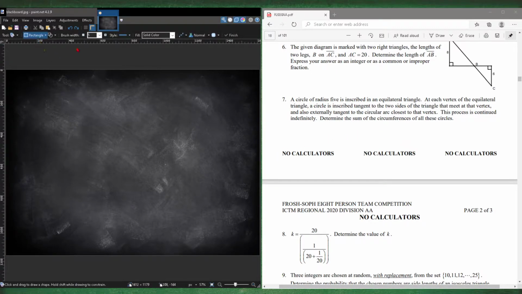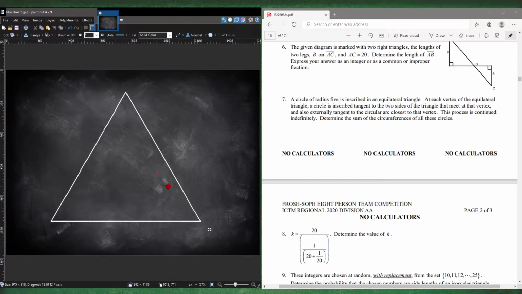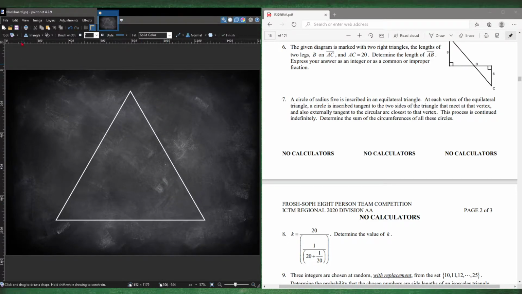Basically, we have an equilateral triangle, and we have a circle that is inscribed inside it, something like this. And then what they're saying is that they're making a circle in here, a circle in here, and a circle in here. And then from those circles, it's going to keep making more circles. So I'll just draw it.